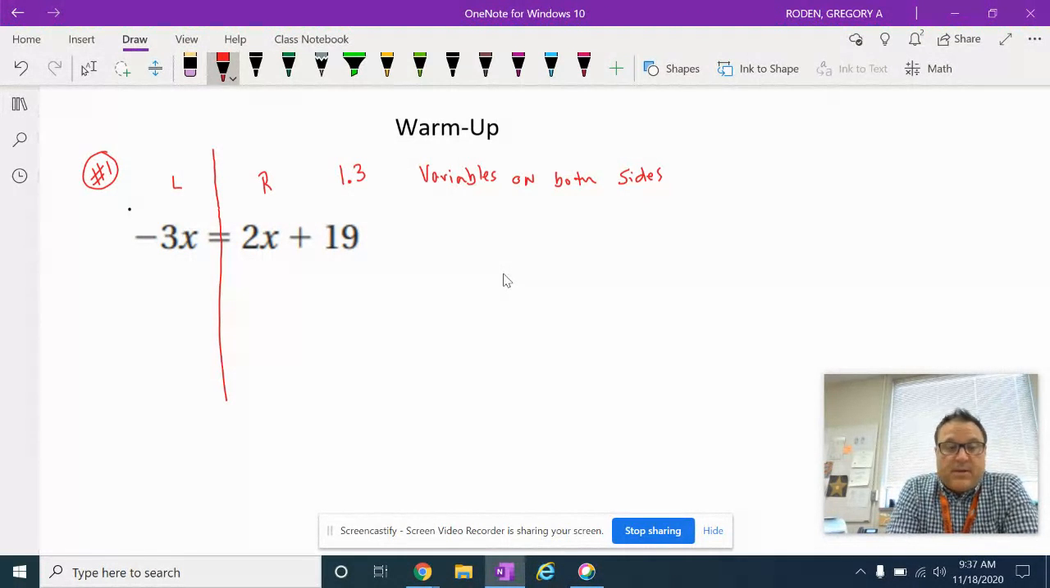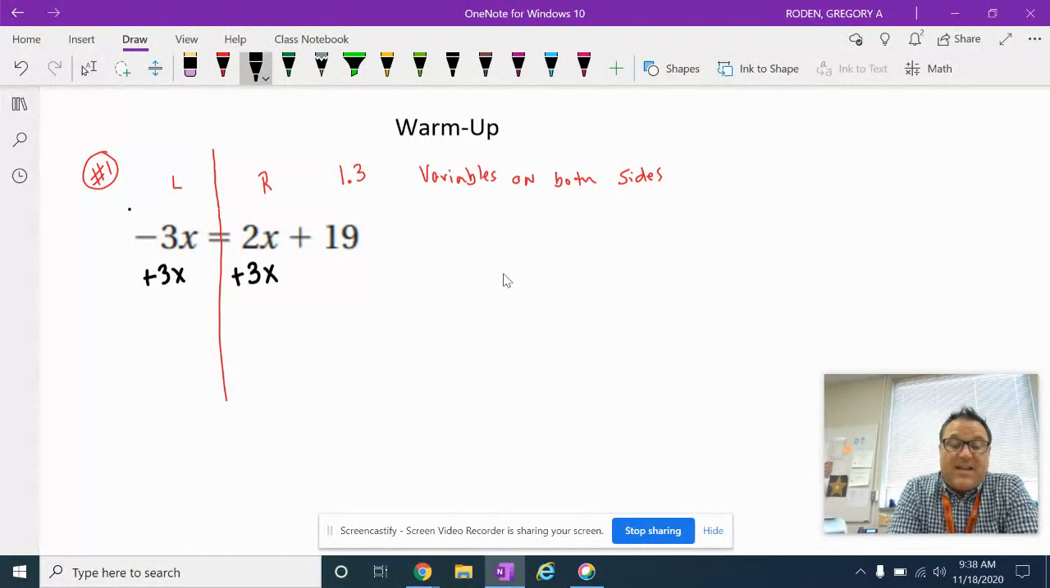Now I, Mr. Roden, am a big fan of attacking the weaker variable. Well, which one is weaker, negative 3x or positive 2x? Well, negatives are always weaker than positives. So I am simply just going to add 3x to both sides because I want to get rid of it. I want to make it into a 0. Well, if you have negative 3x and you add 3x, what do you get? Well, yeah, you get 0.